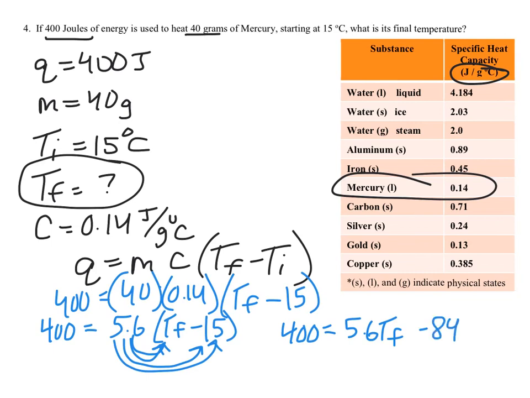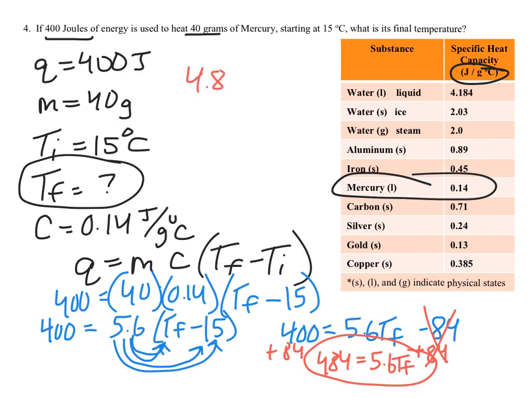Okay, so now that I have that, I am going to need to get rid of the 84 to get TF more by itself. So I'm going to add 84 to both sides since it's being subtracted over here. 84 goes away, and I'm left with 484 is equal to 5.6 TF. Now that we have that, we can divide both sides. But let me move this up here so we have a little bit more room, all right? 484, there's no decimal there. Let's rewrite that. 484 is equal to 5.6 times final temperature.